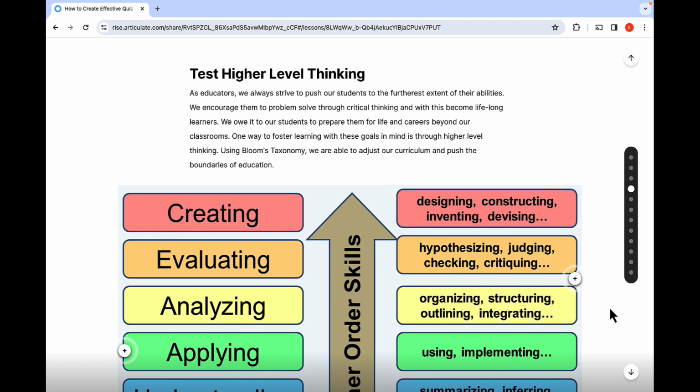As educators, we always strive to push our students to the furthest extent of their abilities. We encourage them to problem solve through critical thinking, and with this, become lifelong learners. We owe it to our students to prepare them for life and careers beyond our classrooms. One way to foster learning with these goals in mind is through higher level thinking. Using Bloom's taxonomy, we are able to adjust our curriculum and push the boundaries of education.